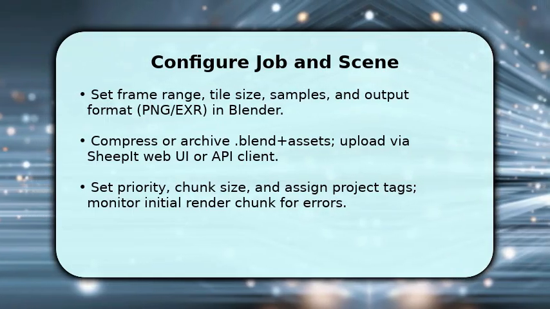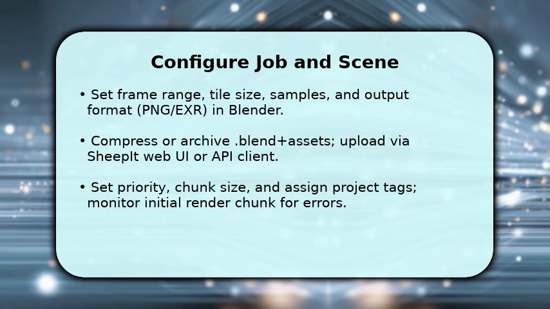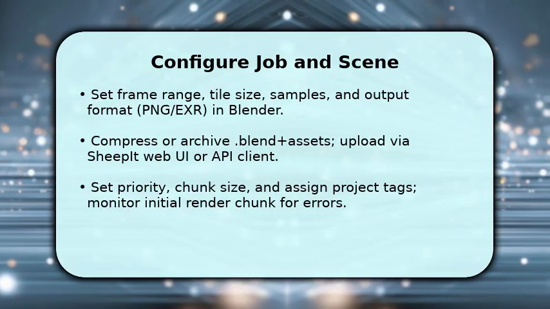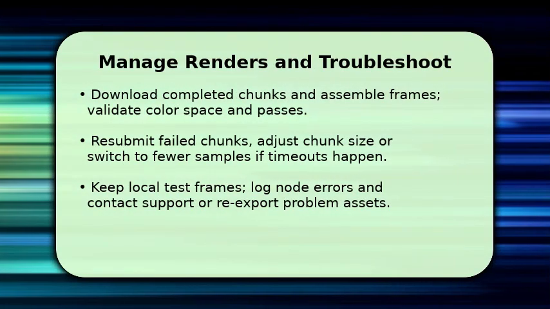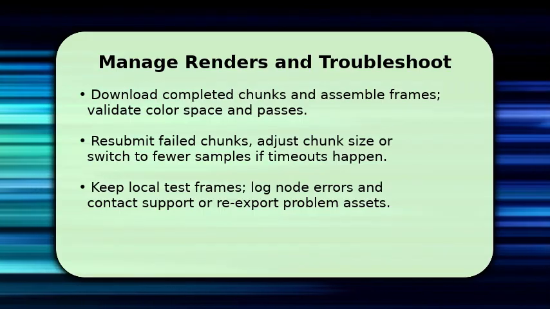After submission, watch the first chunk render to catch missing textures or incompatible nodes early. Fix and reupload if needed. Finish by managing outputs and addressing problems. As chunks complete, download and assemble frames into your final sequence, ensuring color space and render passes match your comp settings. If chunks fail or timeout, resubmit only those chunks and consider reducing chunk size or lowering samples to avoid node limits. This speeds throughput.